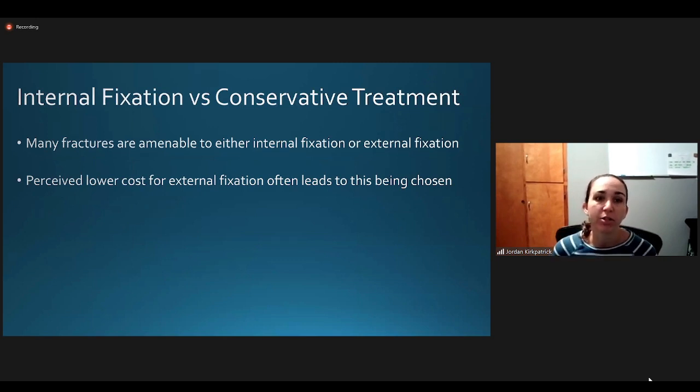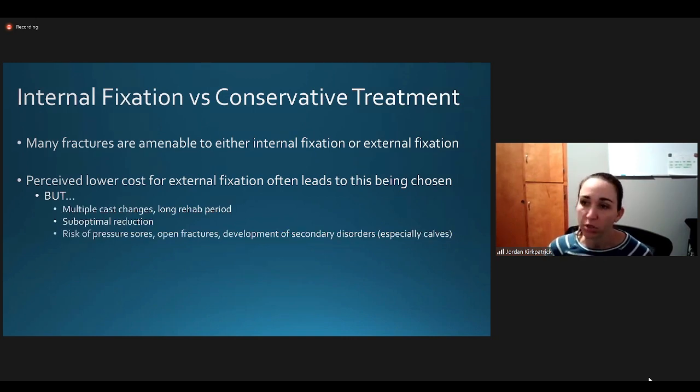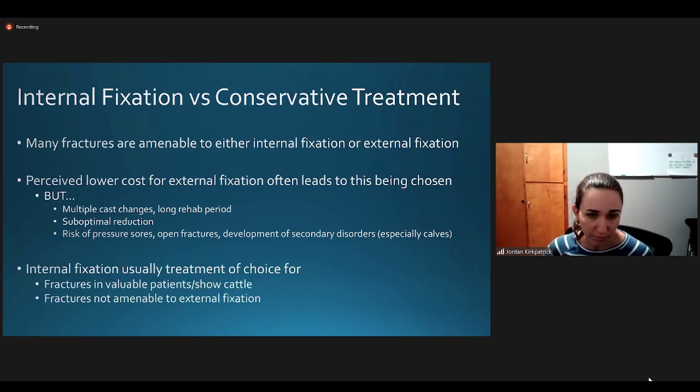So next, looking at internal fixation versus conservative treatment. Again, many fractures in these animals are amenable to casting versus having to put plates and screws. There is a perceived lower cost for using cast versus any type of internal fixation, which depending on the type of injury is true. But sometimes if they need multiple cast changes and things like that, it could take longer to heal. It may end up actually being more expensive in the long run. It just depends on what the fracture is and what the owners are willing to spend.